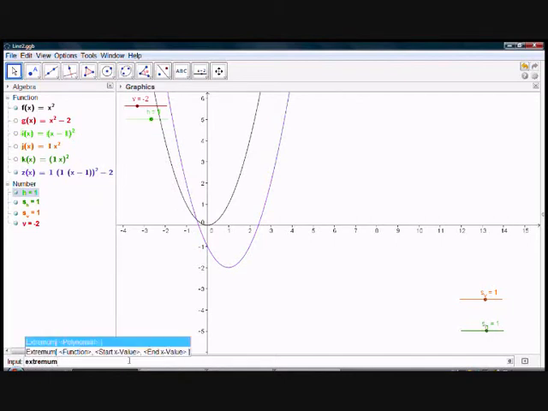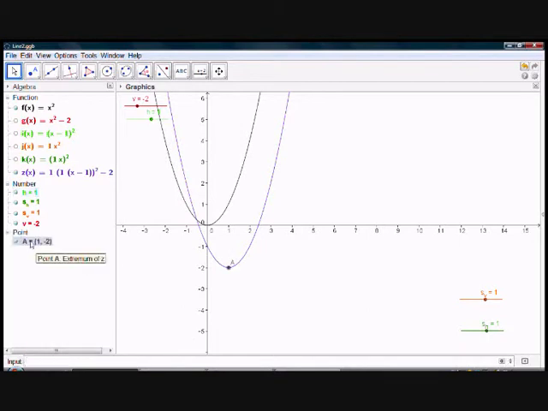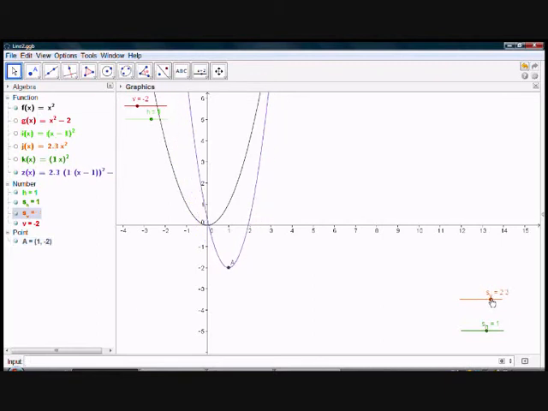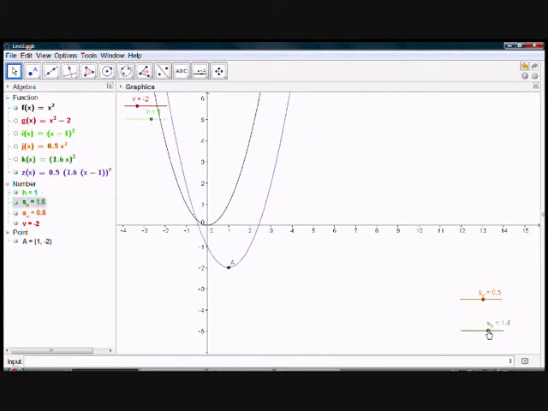I'm going to look at what that's done to the turning point, and I use this extremum function that shows me the point A, the turning point. You can see the turning point is at 1, minus 2. Now 1 and minus 2 in that purple equation are the shifts. Here I'm doing a horizontal stretch, and that makes the graph tighter or wider. It changes the shape.